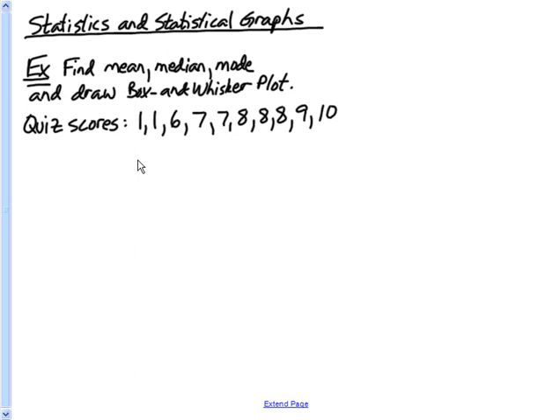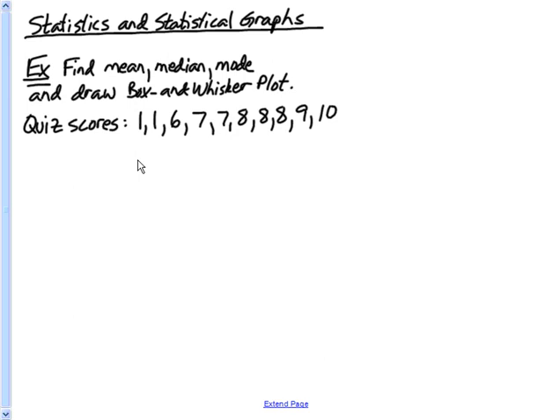Alright, welcome back you guys to your favorite intermediate algebra course. Today we're going to look at some measures of central tendency. We're going to look at some statistics, common statistics and statistical graphs. So let's take a look here and remind you of your mean, median, and mode. Okay? And then we're going to go ahead and draw a box and whisker plot.